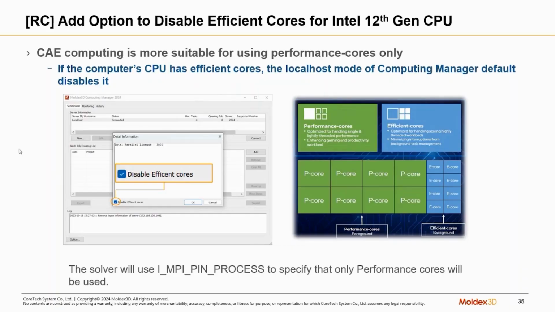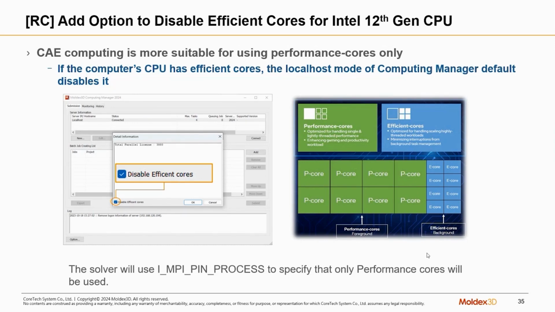Right, from a solver efficiency standpoint, one of the biggest improvements I would say that we've made is to disable the efficient cores. So when you go into your computing manager in 2024, you might see that your max task is less than what it was in 2023. And that's because we are disabling what are called efficient cores.